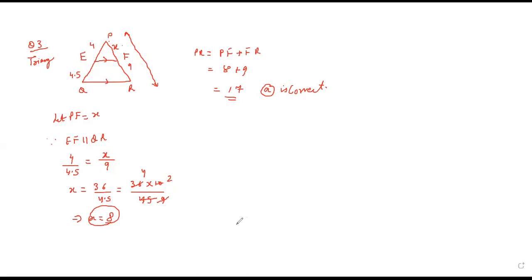Mohit, one more problem Mohit has. The area of the largest triangle that can be inscribed in a semicircle of radius 3 units. Now, this is a semicircle.